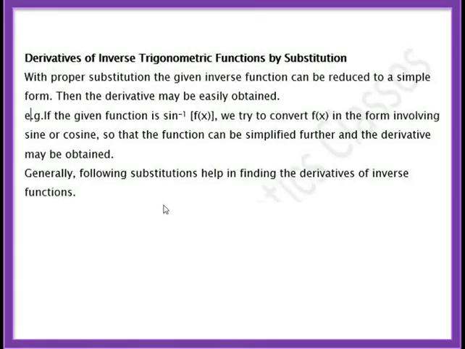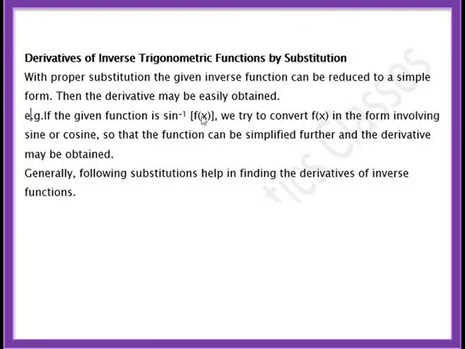Good. Now, derivatives of inverse trigonometric functions by substitution. With proper substitution, the given inverse function can be reduced to a simple form. Then the derivative may be easily obtained. For example, if the given function is sin inverse f of x, we try to convert f of x into a form involving sine or cosine, so that the function can be simplified further and the derivative may be obtained. Generally, the following substitutions help in finding the derivatives of inverse functions. I'll make this point more clear.